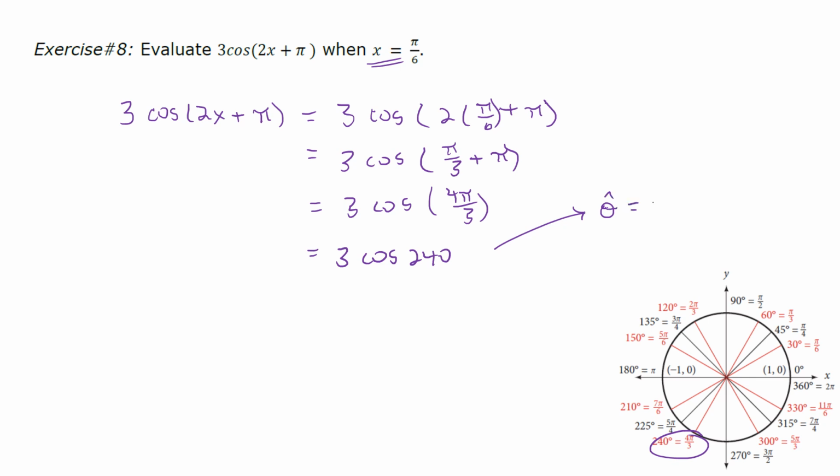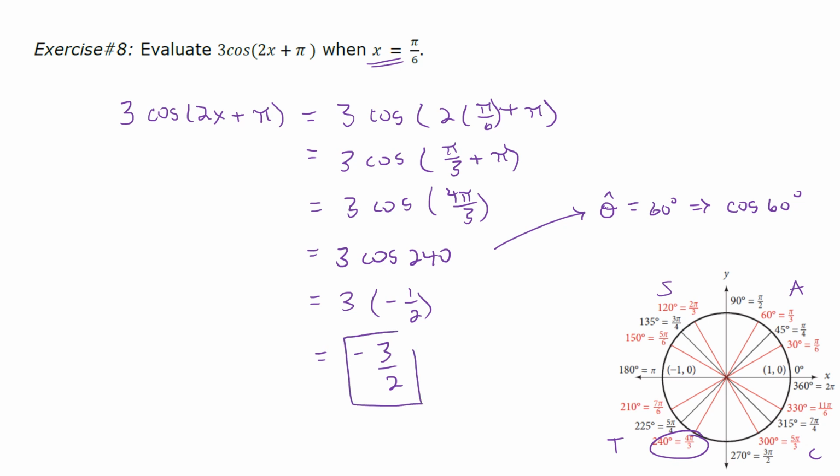Okay. All right, so the reference angle of 240 is 60 degrees. So I want the cosine of 60 degrees, which would be 1/2. But since I'm in the third quadrant, all students take calculus, cosine is negative. So the cosine of 240 degrees would be negative 1/2. Okay? So when I combine these, I will get negative 3 over 2 as the value of 3 cosine (2x plus pi), where x is pi over 6. Okay? Awesome, that was fun.